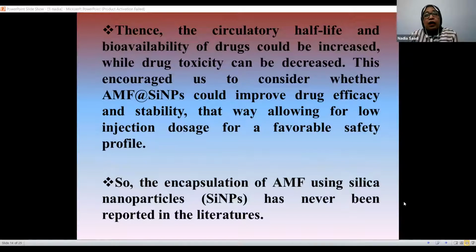By this model, the half-life and the bioavailability of the drug could be increased, while drug toxicity could be decreased. This encouraged us to consider whether an encapsulated form of amifostine with silicon nanoparticle could improve drug efficacy and stability, allowing for a low injection dose with a favorable safety profile. The encapsulated form of amifostine using silicon nanoparticle has never been reported in previous literature.